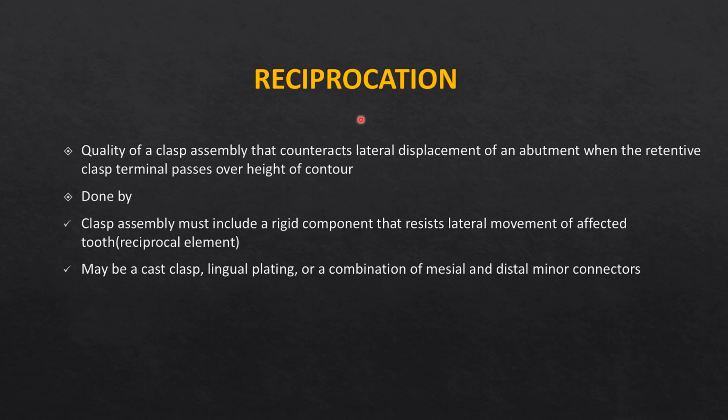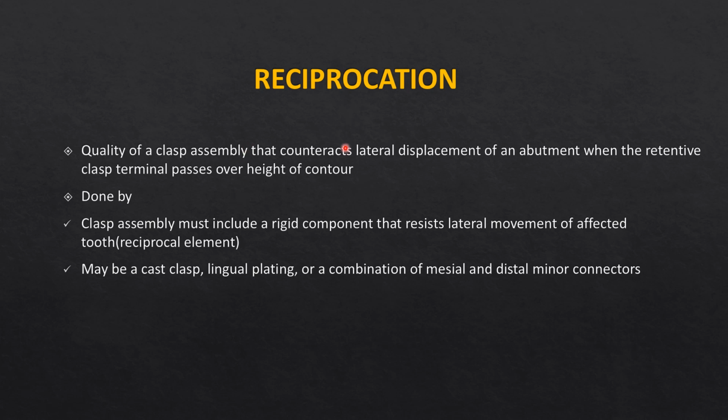Next is the reciprocation. Reciprocation is the quality of the clasp assembly that counters the lateral displacement of the abutment tooth when the retentive clasp terminal passes over the height of contour. So as we know, the clasp assembly has a retentive arm and a reciprocal arm. So when the retentive arm passes over the maximum convexity of the tooth and engages the undercut, that is when lateral forces are applied on the tooth. To counter this, the reciprocal arm, which is placed on the opposite side of the tooth, that is on the lingual side of the tooth, will counter this lateral movement exerted by the retentive arm or the clasp.